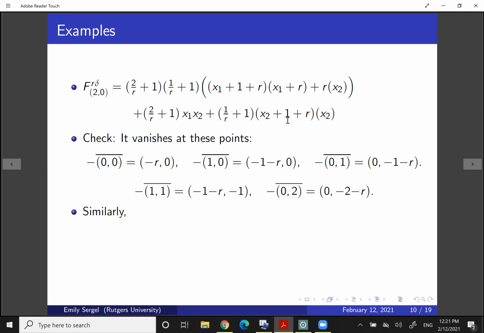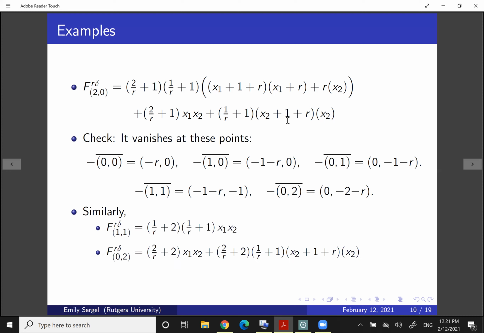Similarly, if we look at the other 2 non-symmetric interpolation polynomials of size 2, we get these nice simple expansions. Again, we have that x1 times x2, and we have the same x2 plus 1 plus r times x2, the same factors coming up again and again and just being combined with different weights out front. That phenomenon is what we're going to explain.